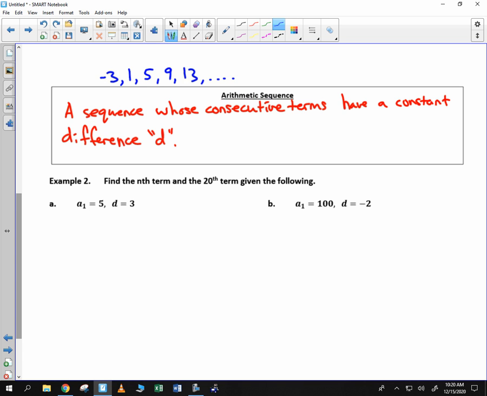If you take any 2 consecutive terms and subtract the smaller from the larger, you can see that you do in fact come up with 4. Okay? And so in that situation, we say that that's arithmetic. You simply just add 4 to the previous term, you get the next one. The formula for an arithmetic sequence is a sub n is equal to your first term, a sub 1, plus the difference times n minus 1. And that is our formula.